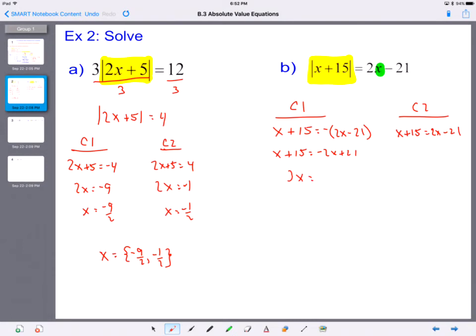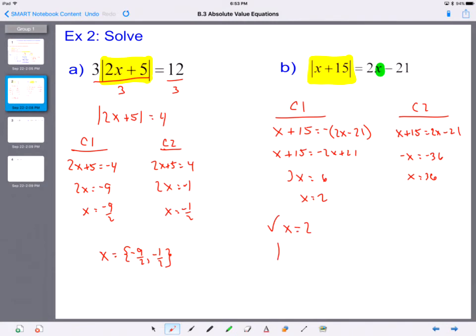So I'm adding 2x and subtracting 15. So I got x equals 2. I'm going to subtract 2x and subtract 15, so negative x equals negative 36, which gives me x equals 36. So these are two possible solutions. We're not sure because we don't know if that, when we plug in for x, is going to give us a negative, and we know absolute value can't equal a negative. So we have to check to see if x equals 2 is a solution.